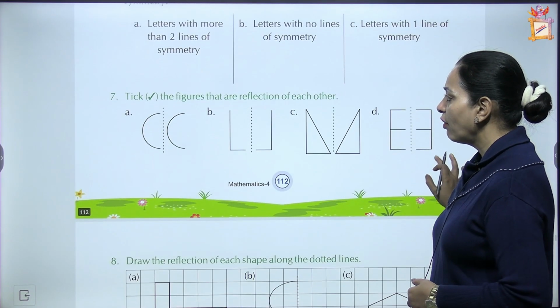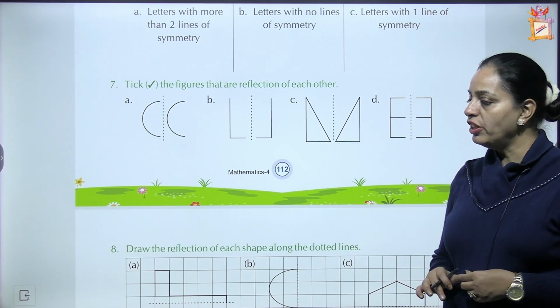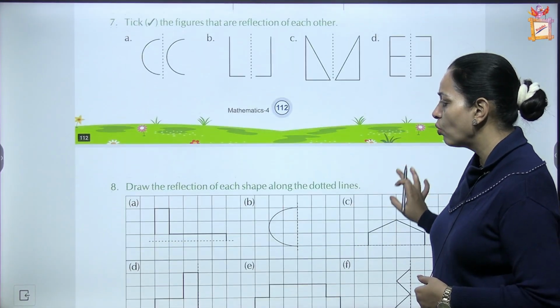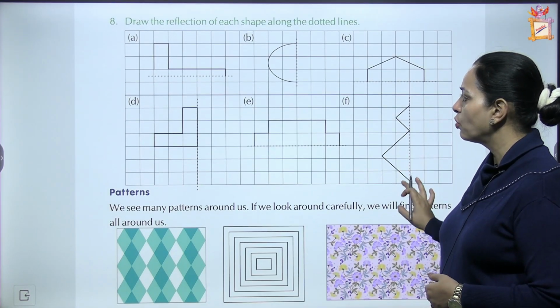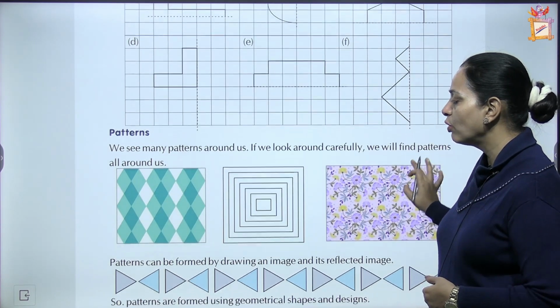The seventh one, take the figures that are reflection of each other. So you can try this one also. And the eighth, draw the reflection of each shape along the dotted lines. So you can try this one also.